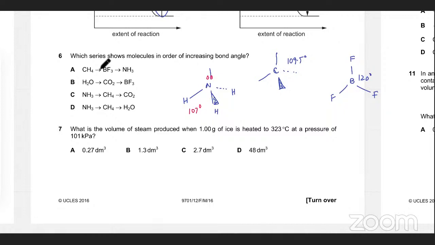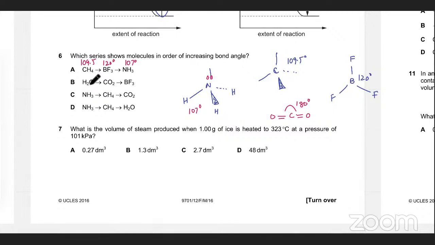So the first one is 109.5. Then you've got BF3, which is 120. And then you've got NH3, which is 107. So that's not going to be correct. The other one, remember CO2, just 2 pairs of bonds. So that's 180 degrees.